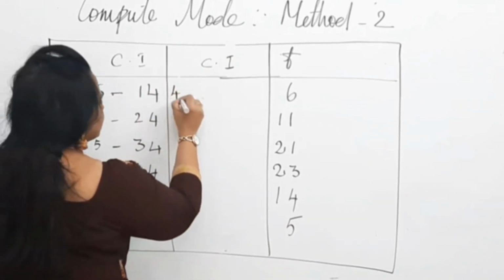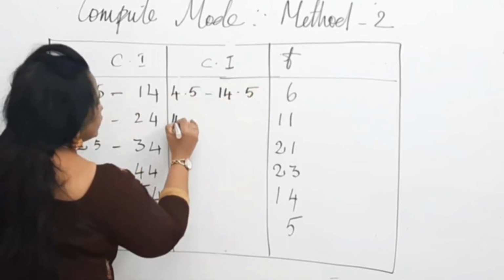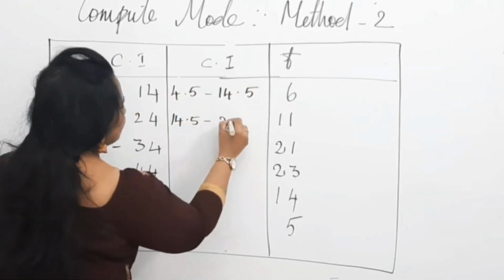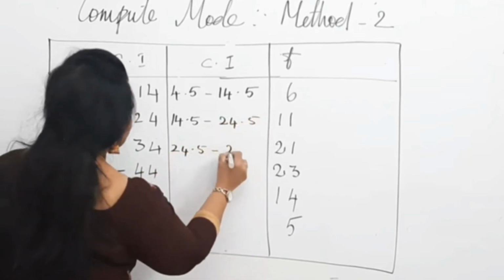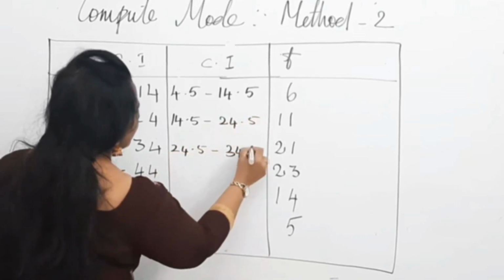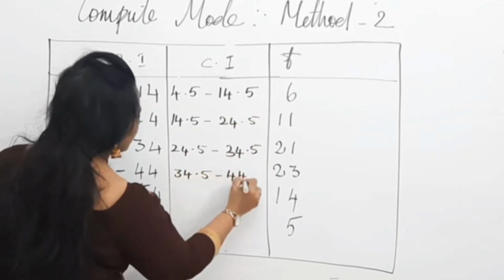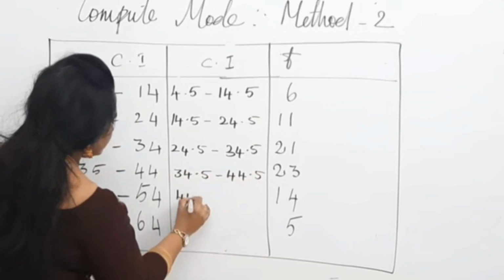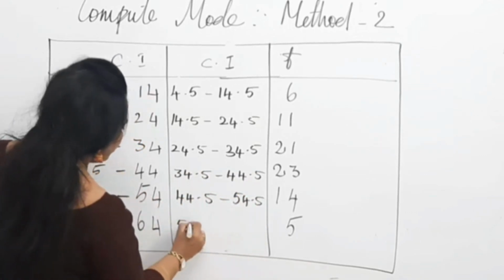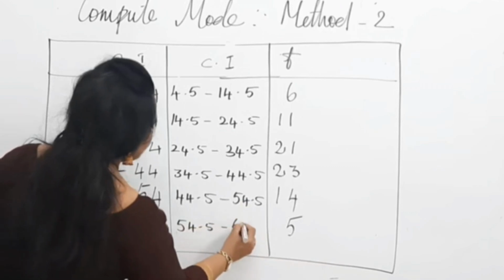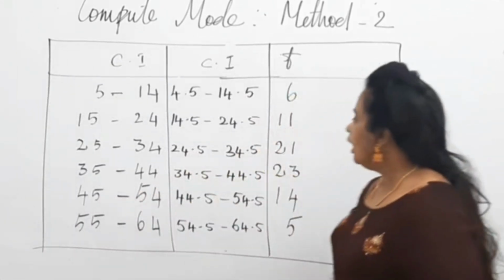So my class interval becomes 4.5 to 14.5 and 14.5 to 24.5, 24.5 to 34.5, 34.5 to 44.5, 44.5 to 54.5, 54.5 to 64.5. Now I get my class interval.